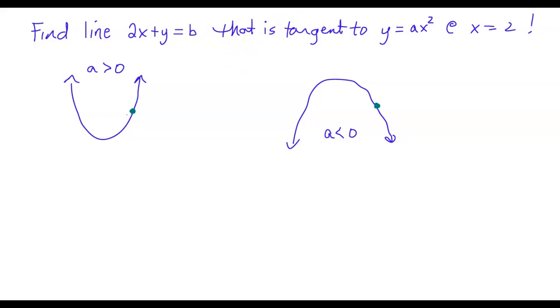Now, if we look at the information that's given to us here, we know that our line is going to be 2x plus y equals b. Using a little common sense here, we think, all right, well, we don't know everything about this line, but we do know the slope of the line, okay? And if I was to rewrite this particular equation, it would look like this: y is equal to negative 2x plus b.